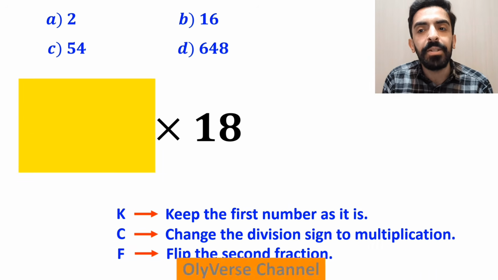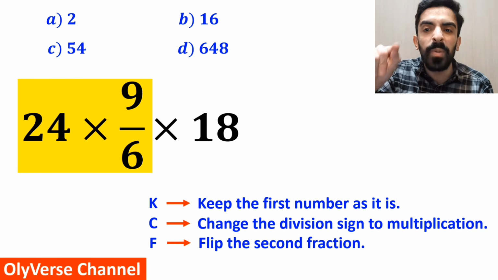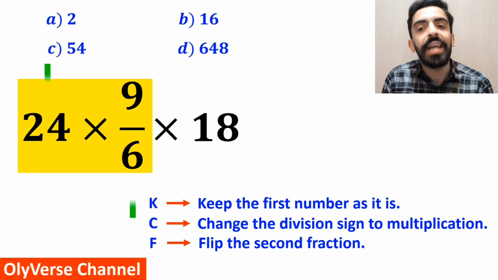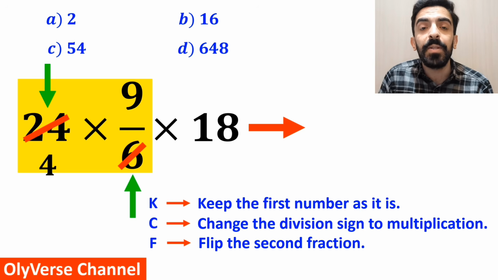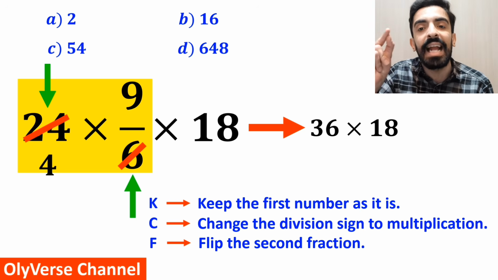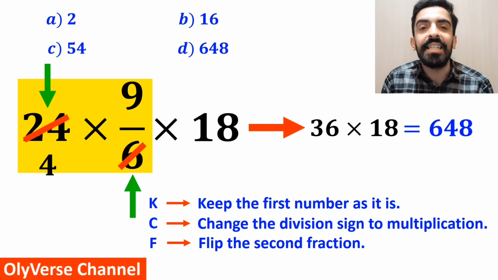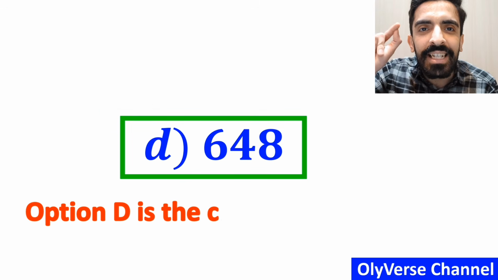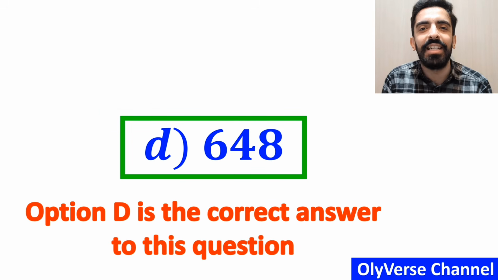So, we remove the highlighted part and replace it with 24 multiplied by 9 over 6. Now, the number 24 cancels out with the 6 in the denominator, and this expression simplifies to 36 multiplied by 18, which finally gives us the answer 648. That's great. Option D is the correct answer to this question.